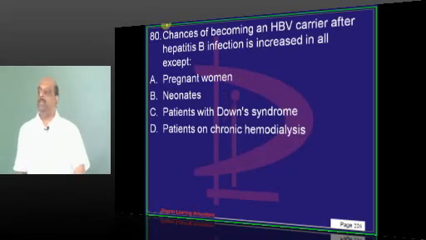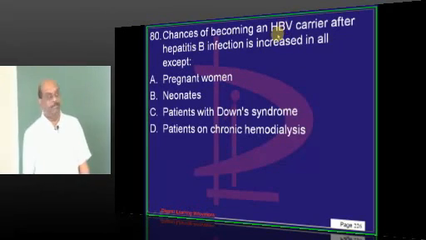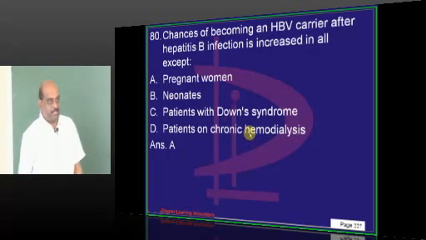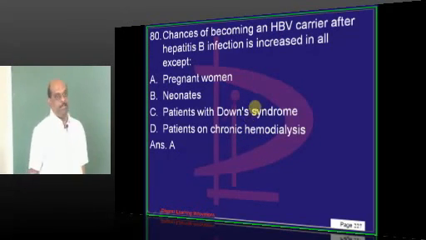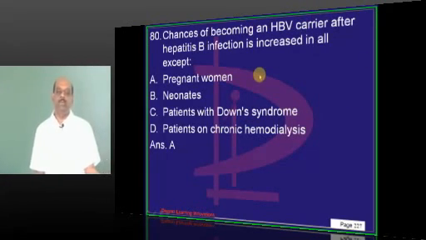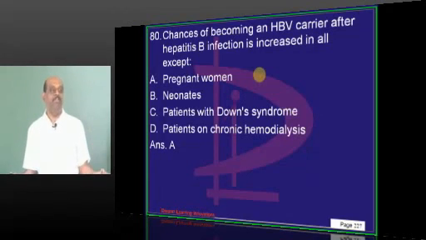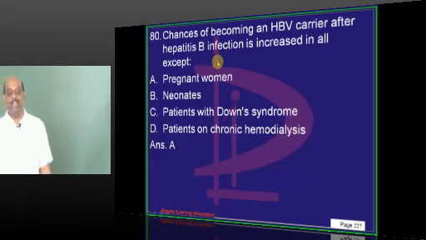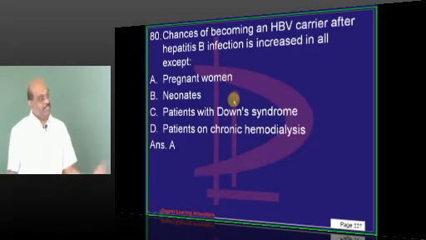What increases the chance of becoming a carrier? Pregnant women? Not the pregnant women, but neonates, Down syndrome, and those on chronic hemodialysis have a greater chance of becoming an HBV carrier. You are worrying, no? Why will Downs become more often an HBV carrier? They are all facts. Medicine is a compendium of facts. I came to know yesterday only that Downs have a greater chance of becoming a carrier. But this is a potential standard question.